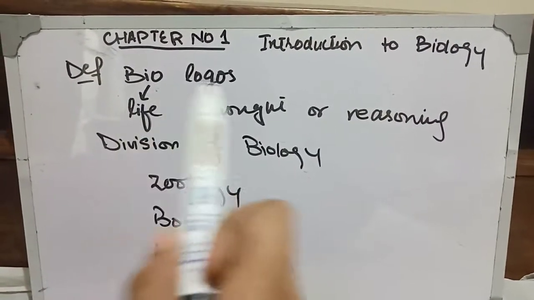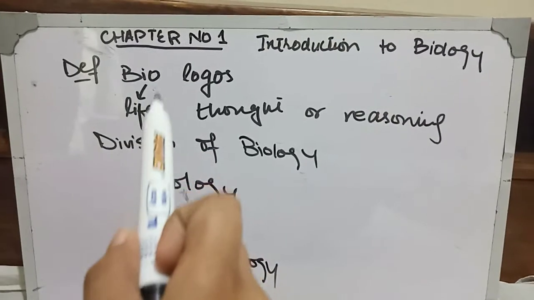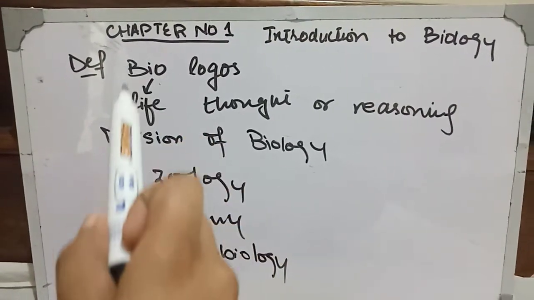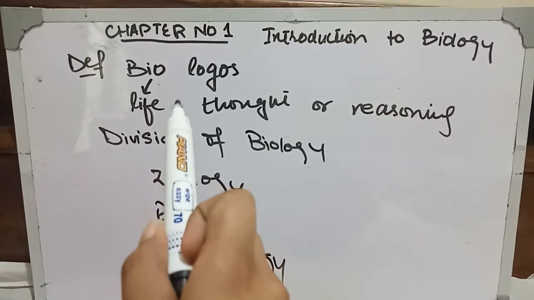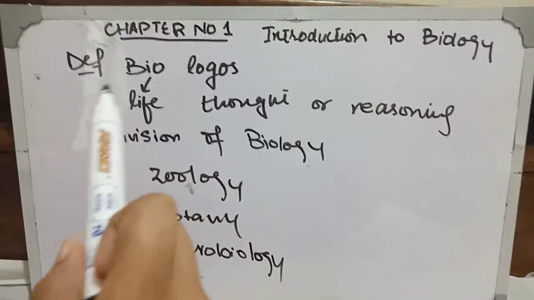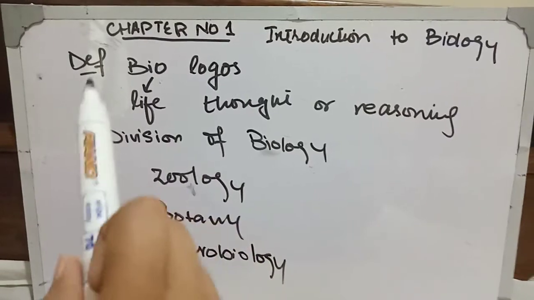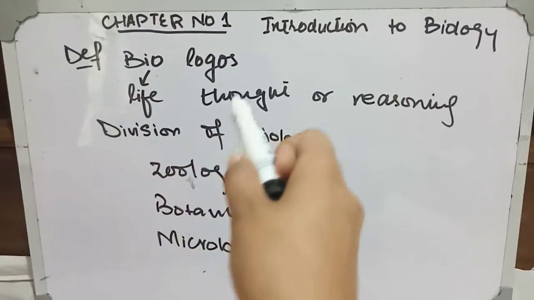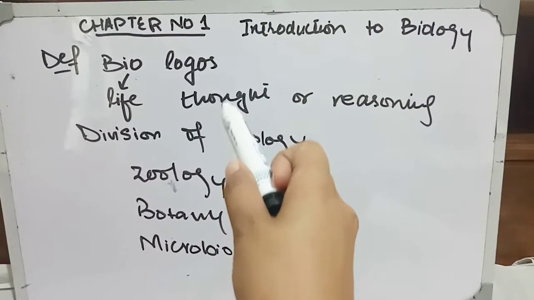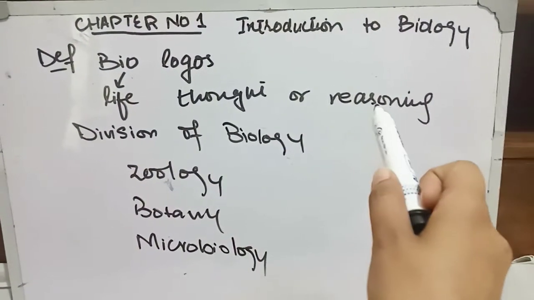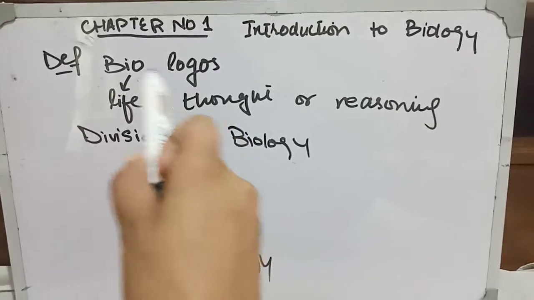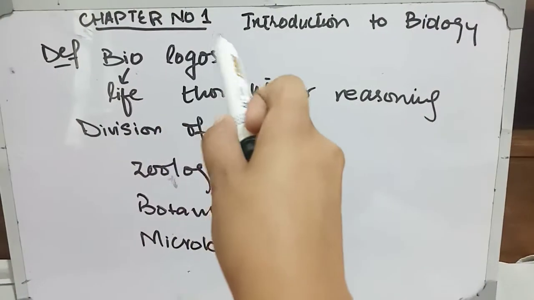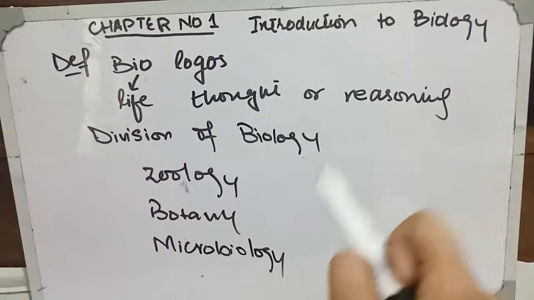Biology has been derived from two words. The word bio means life. It means in biology we will study all types of life, doesn't matter whether it is plants or animals. We will study about life, everything which is alive. And logos means thought or reasoning. Okay, biology has been derived from two words: bio means life and logos means thought or reasoning.